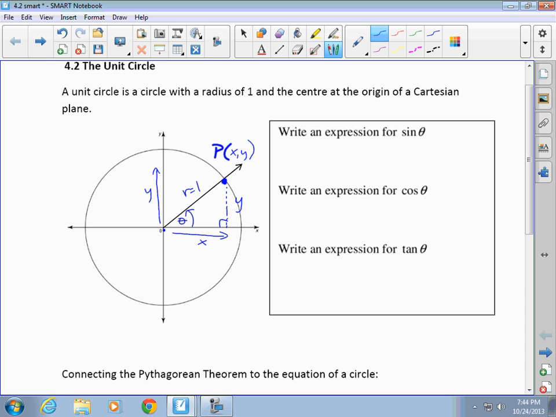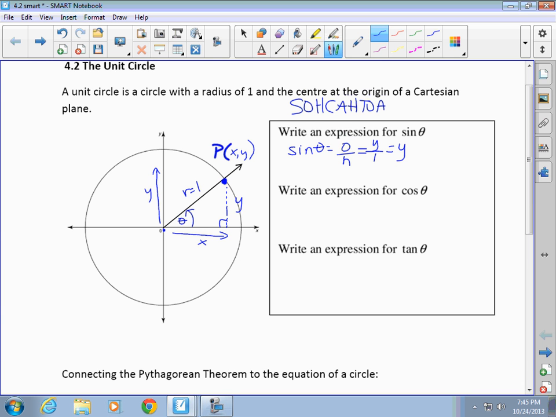So when we're looking at our points here, to write an expression for sine theta, if you've forgotten, our acronym is SOHCAHTOA. So sine is opposite over hypotenuse. So sine of theta is our opposite over hypotenuse. In this case, opposite of theta would be side y, and the hypotenuse is our length there of 1. So sine theta is actually equal to y.